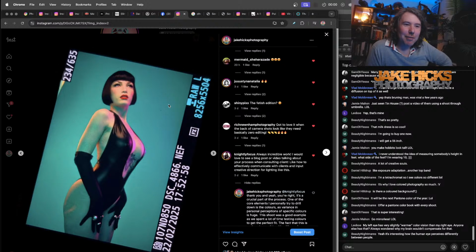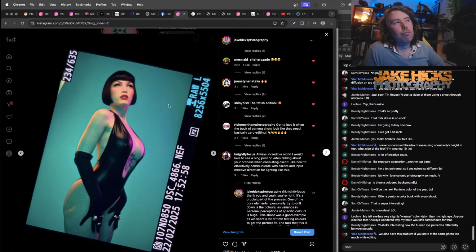My left eye has a very slightly warmer color vision. Really? Anyone else has that? Always wondered why my brain wouldn't compensate for that. That is kind of crazy, actually. Yeah, I've not heard of that. Because I mean, the brain, as you kind of mentioned, does compensate dramatically for that.